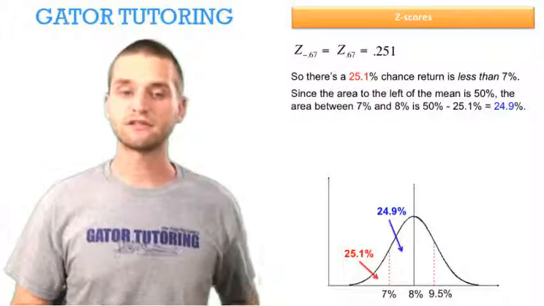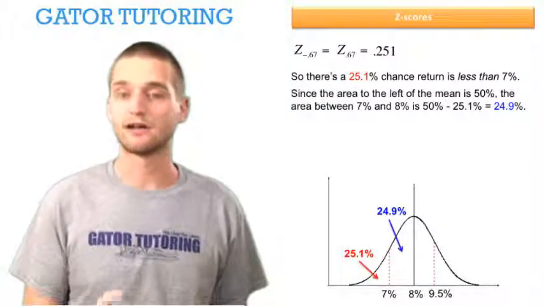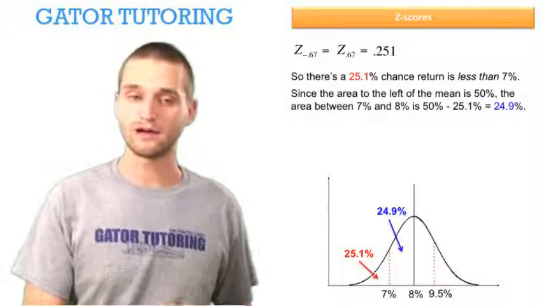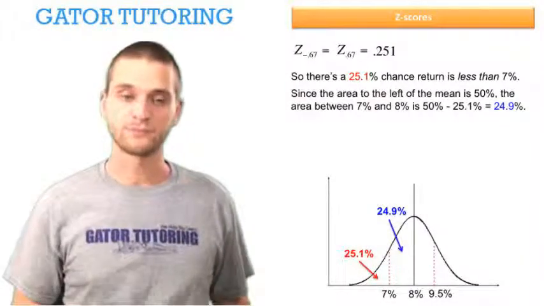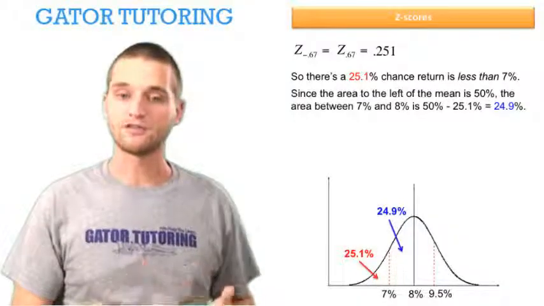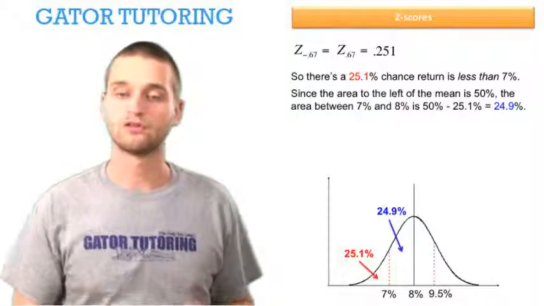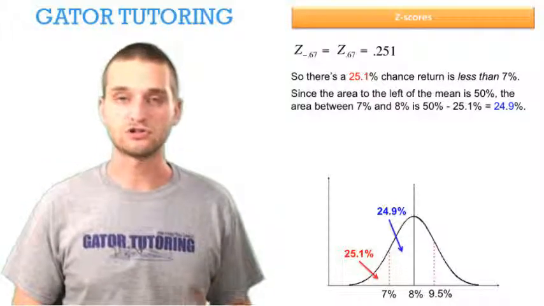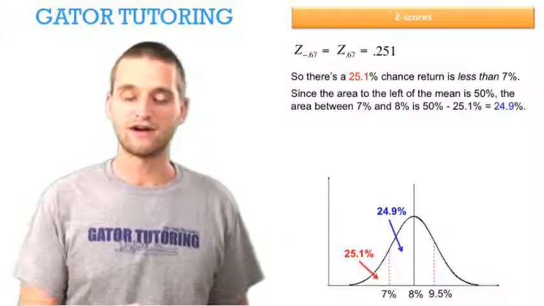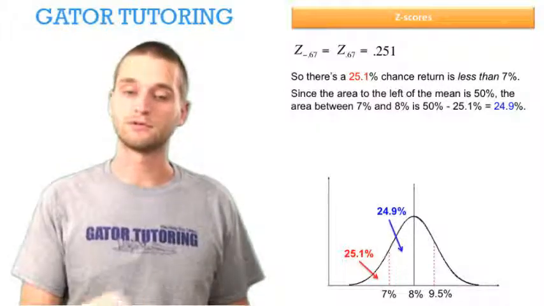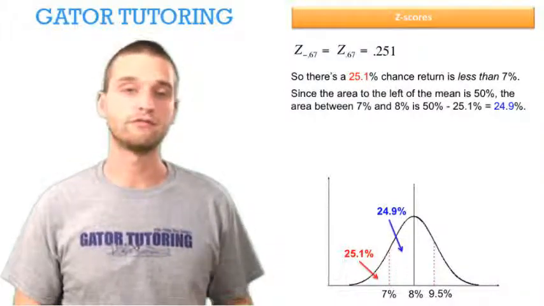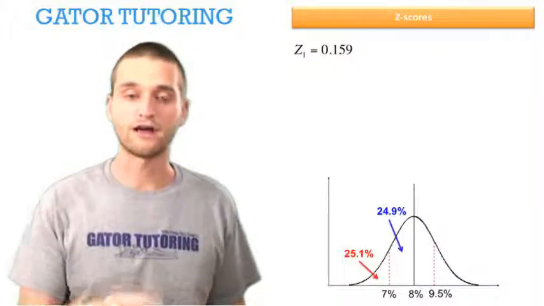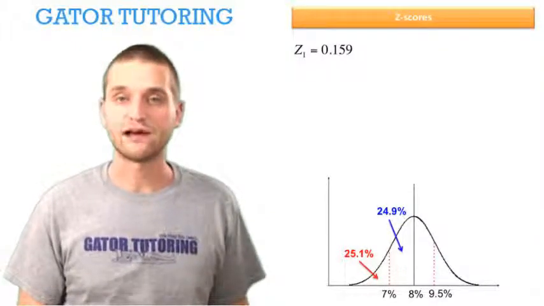Well, since the area to the left of the mean is 50%, and again we know that because the normal distribution is symmetric, the area between 7% and 8% is the 50% minus the 25.1%, which gives us 24.9%. So again, we use that fact that the normal distribution is symmetric. We can just subtract and find that the probability that return is between 7 and 8% is going to be 24.9%.